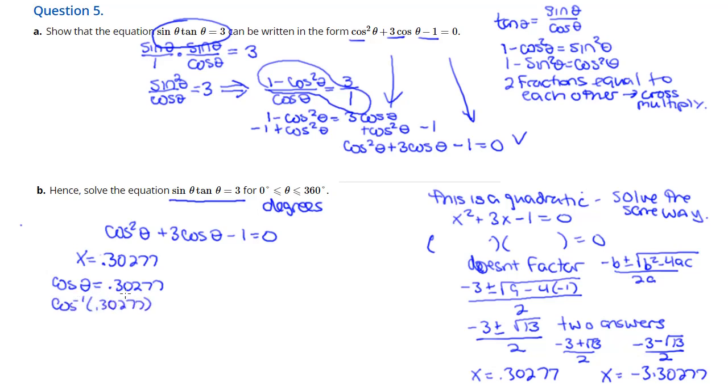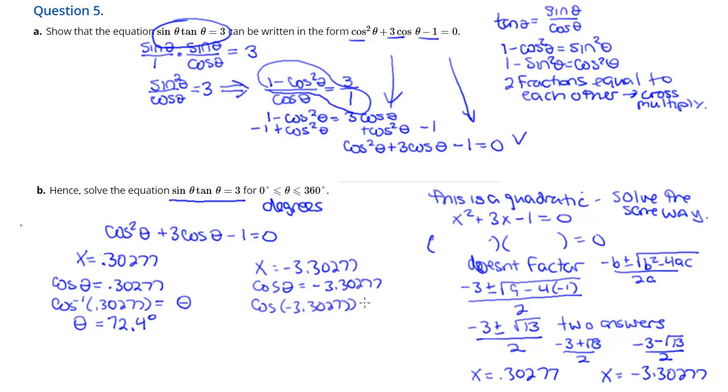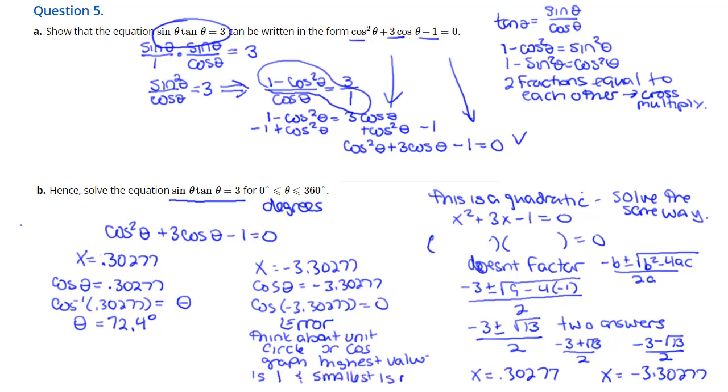0.30277. I do the inverse, so I switch sides now. And I find out that my angle is going to be 72.4 degrees. Now the other one is negative, and so I can put that in. And what you're going to find is that you're going to get an error. And the reason for that is if you think about the unit circle or even a cosine graph, the highest value is 1 and the smallest value is negative 1. So negative 3 is not going to fly. So I'm only working with this one.